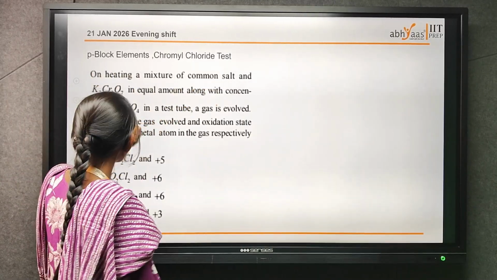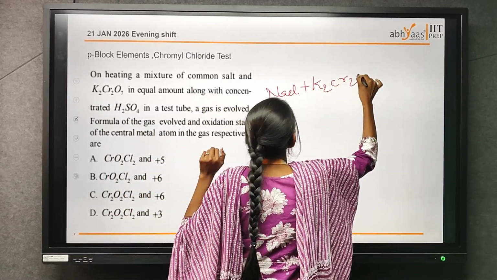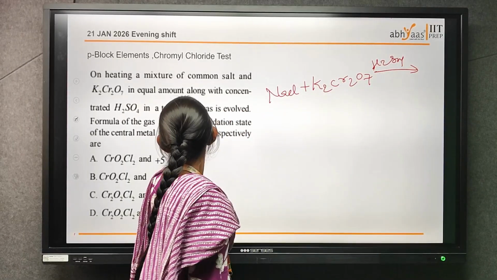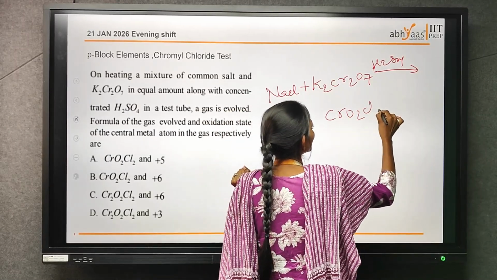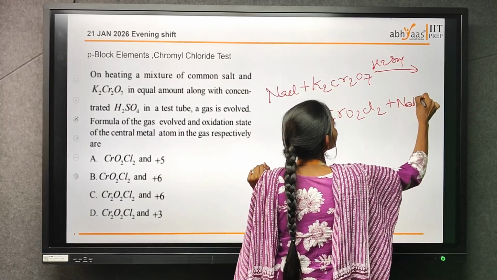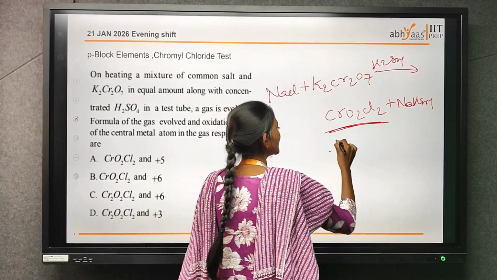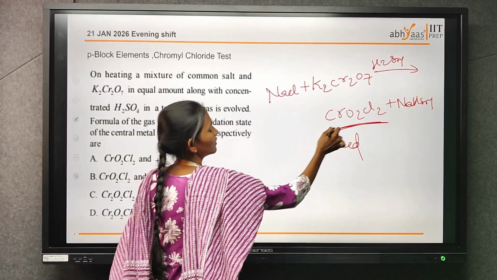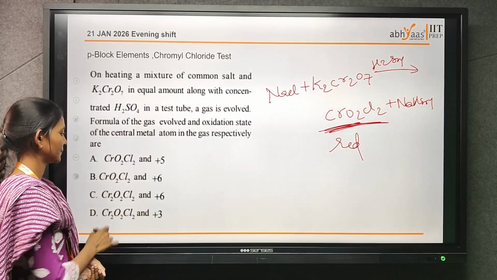On heating a mixture of common salt, NaCl, plus potassium dichromate, K2Cr2O7, with what? Concentrated H2SO4, what are you getting? Some gas is evolved. They are asking about that gas. What is that? CrO2Cl2 plus what are we getting again? NaHSO4. So what is this? It is the chromyl chloride test, right? So it will be red, reddish in color. So they are asking the oxidation state of this central atom. We have already drawn the structure. So plus 6 it will be. So the answer will be CrO2Cl2. The option will be B. Okay.